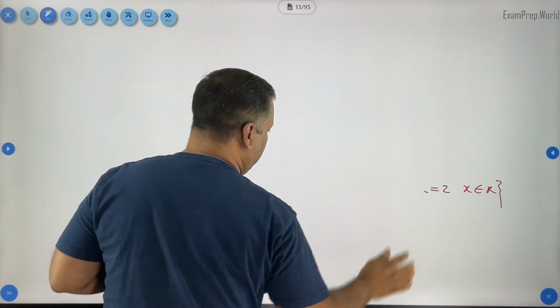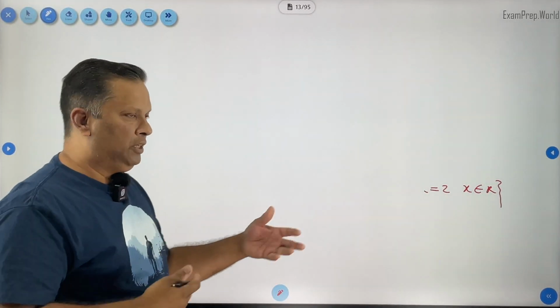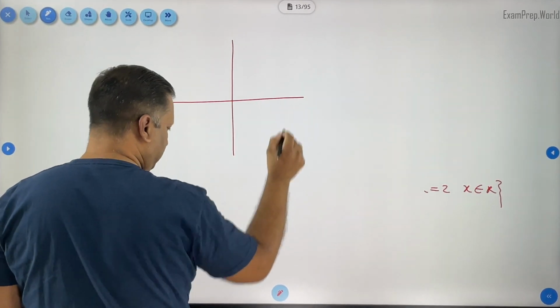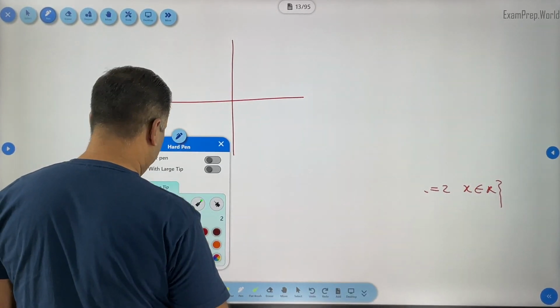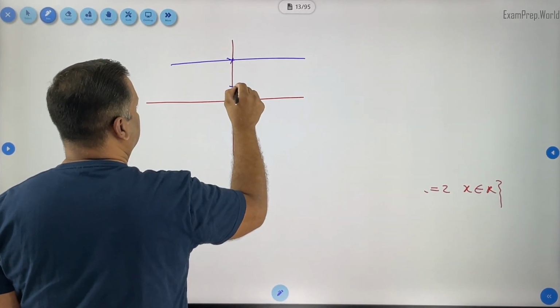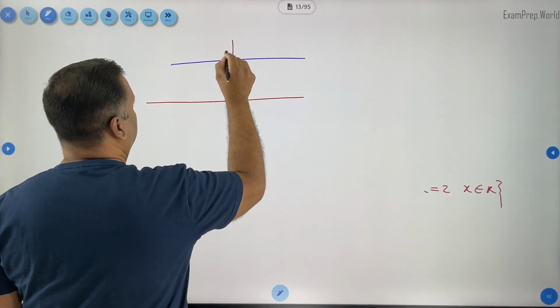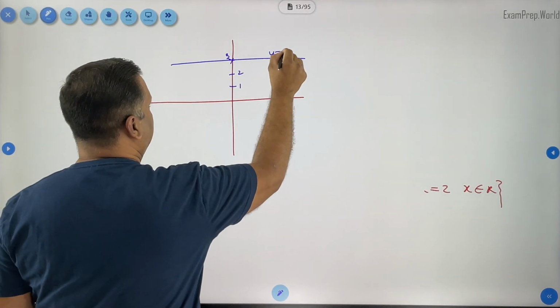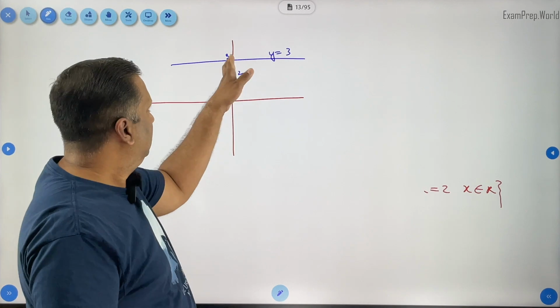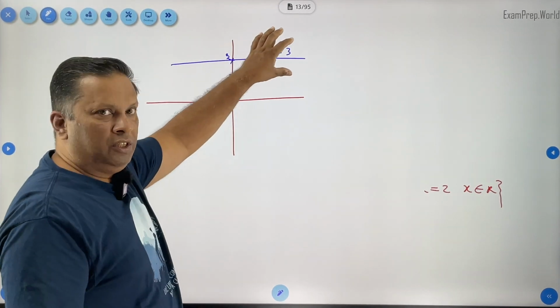I am explaining so that while doing the questions which are coming next, it will be very easy for us. Now, we will take a horizontal line. Suppose it is passing through 1, 2, 3. So the equation of this line is y equals 3. What is the domain of this line? Domain, you see, the y value is fixed, it is not changing.